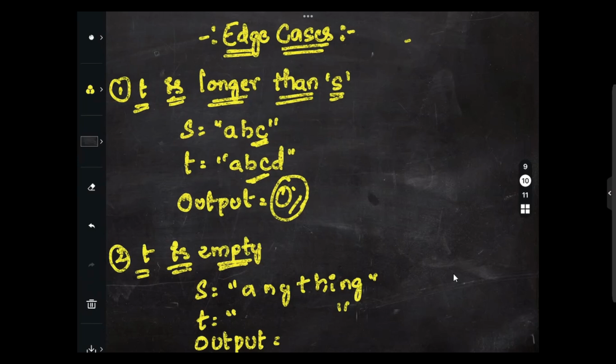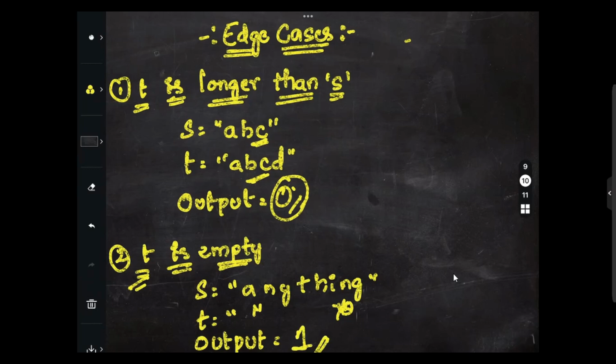So the second edge case we are going with here is: t is empty, and s equals anything we have given. T is an empty string, which is fine. The output will be 1 in this case, because there is only one way, by deleting all the characters.